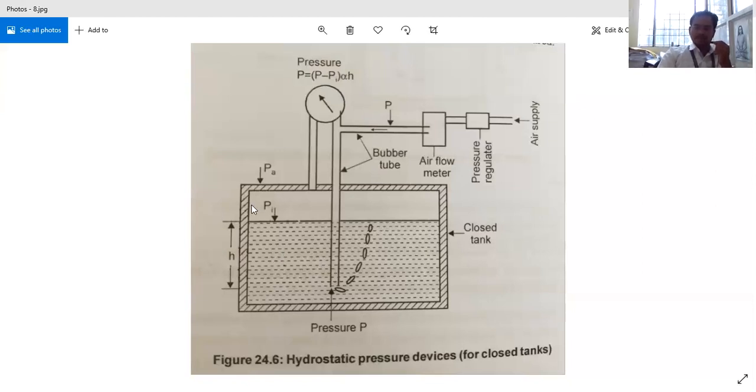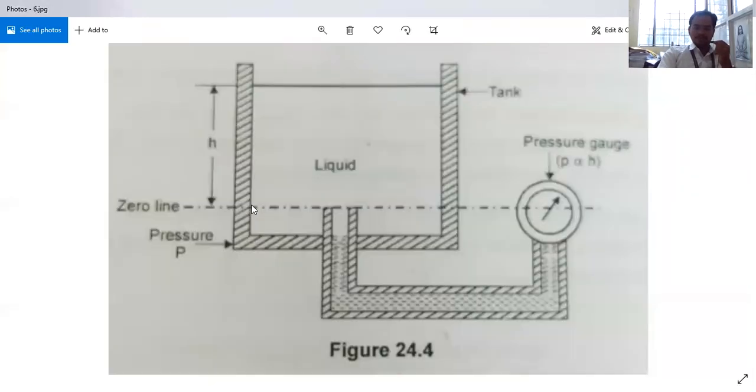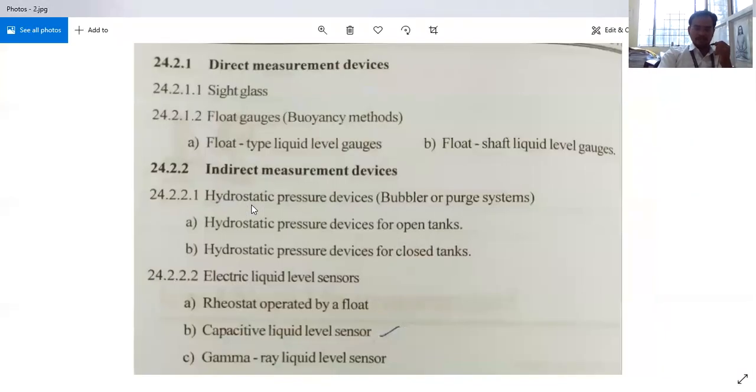Now let us see how the classification is done. Again, we will just revise the points. We are having direct measurement devices, indirect measurement devices, electric liquid level sensors. In direct measurement devices, we have sight glass, float gauges, like buoyancy methods. In the buoyancy method, we have the float type liquid level gauge and the float shaft liquid level gauge. In the float type, we have two weights and pulleys. In the float shaft, you have a shaft and a float attached to the pointer.